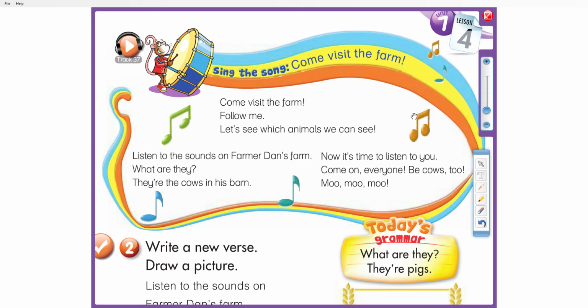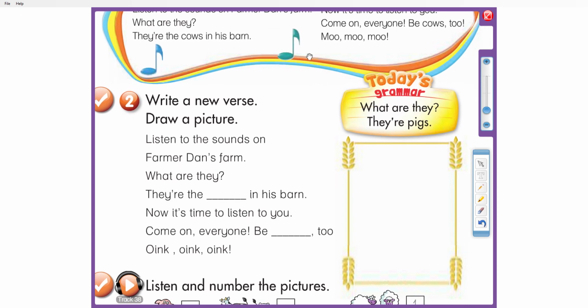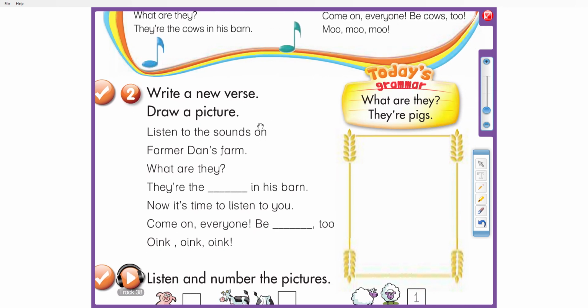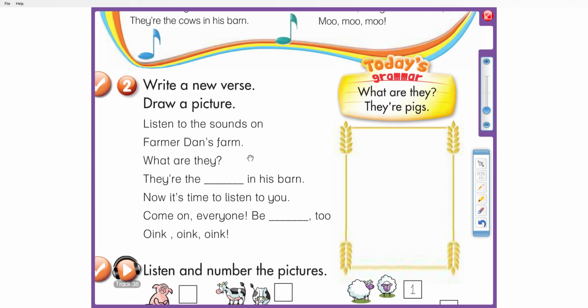Excellent. Good job. Now, let's move to exercise number 2. Write a new verse and draw a picture. What are they? Write an animal. Okay, write any name of an animal. Let's take, for example, hens. Shall we draw hens? Yes. There are the hens in this barn.